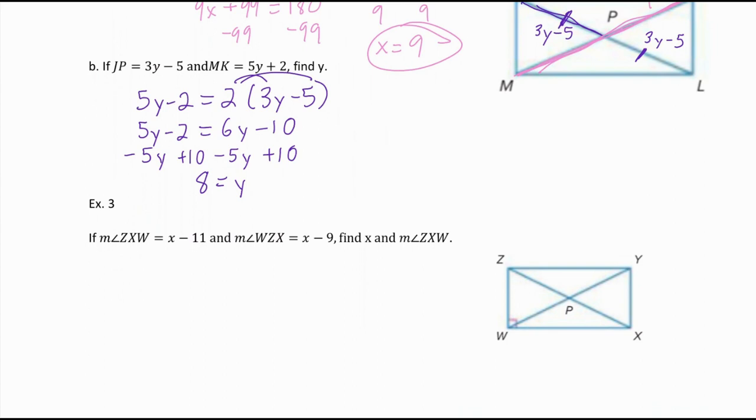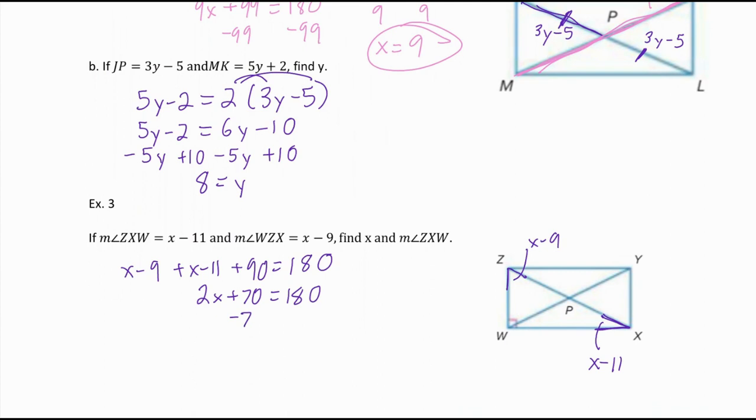So ZXW, that's talking about this angle, we found out is x minus 11. And then we got WZX, that's referring to this angle, that is x minus 9. So again, we're forming a triangle there. Do we see that? So we do x minus 9 plus x minus 11 plus 90 equals 180. So we'd get 2x plus 70 equals 180. We'd subtract 70 from both sides, and we get that 2x equals 110. And then we divide by 2, and we get that x equals 55.